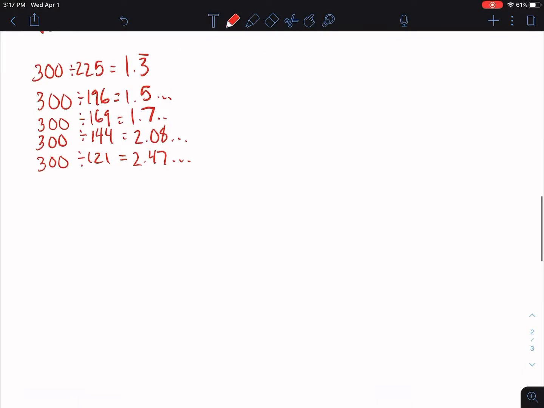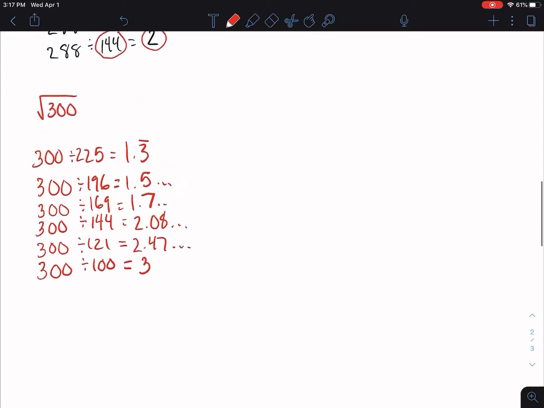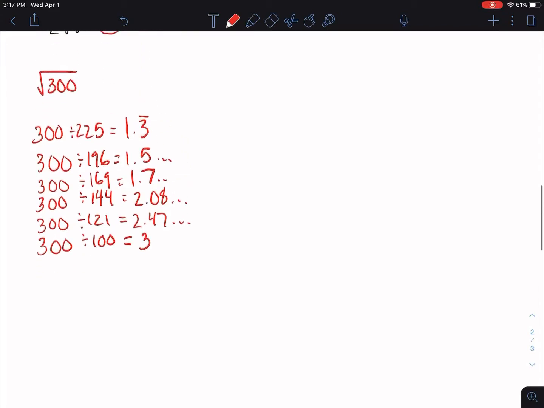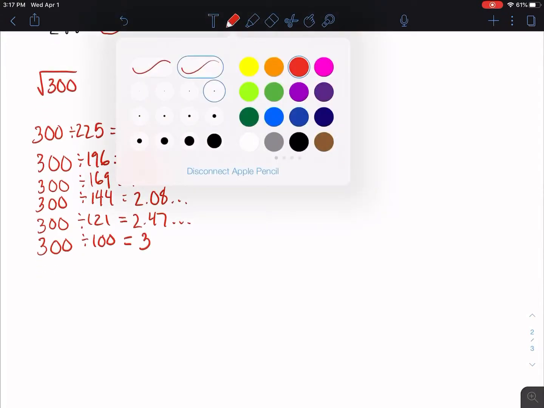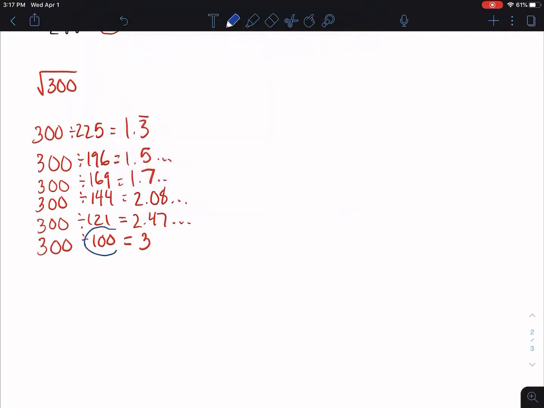We'll go to 100. So 300 divided by 100 is the number 3. And so we're going to use, that works, there's no decimal, we're good. So that means we're going to be breaking radical 300 up into radical 100 and radical 3.